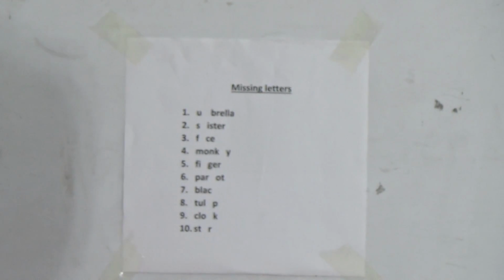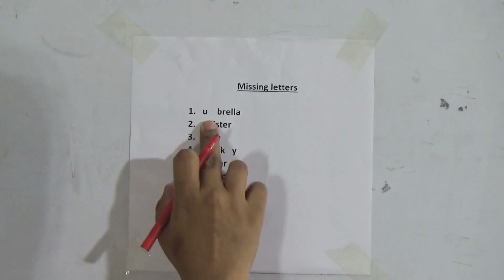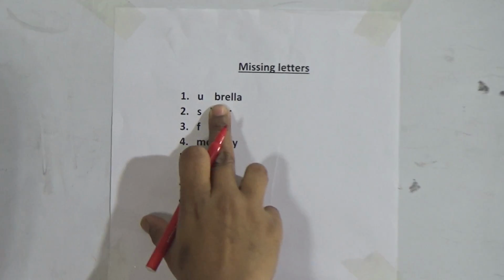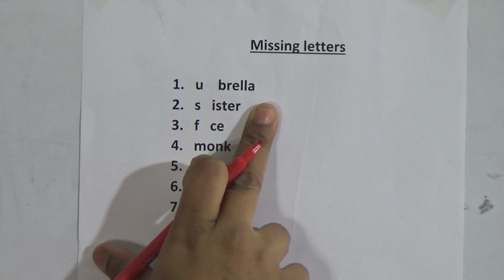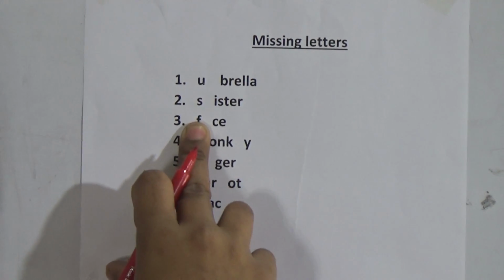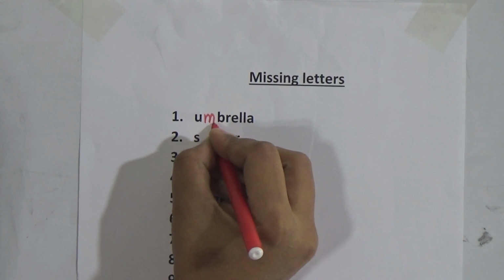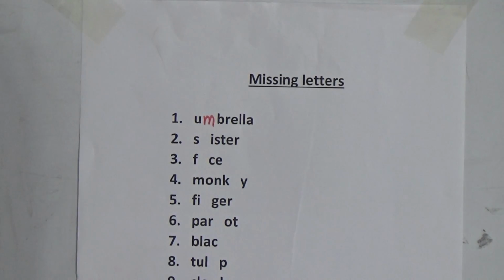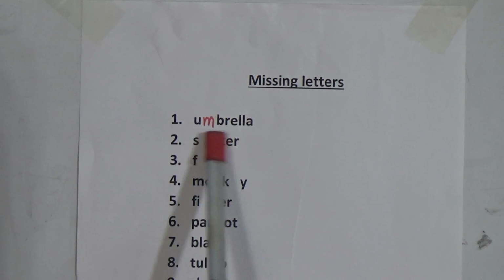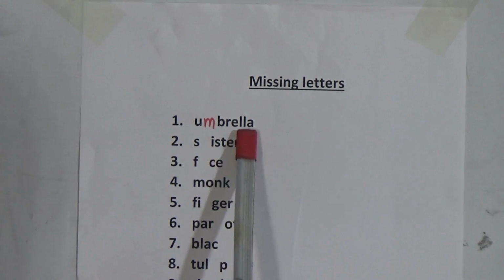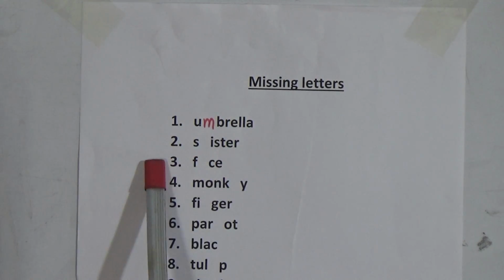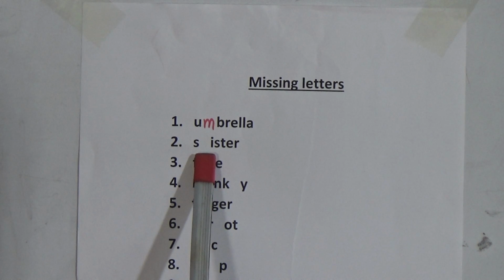Number 1, U dash BRELLA. What is the word here? Here is umbrella. UMBRELLA, umbrella.